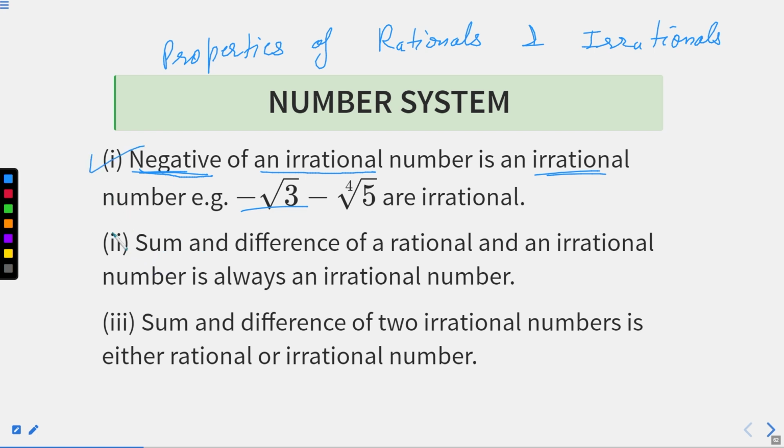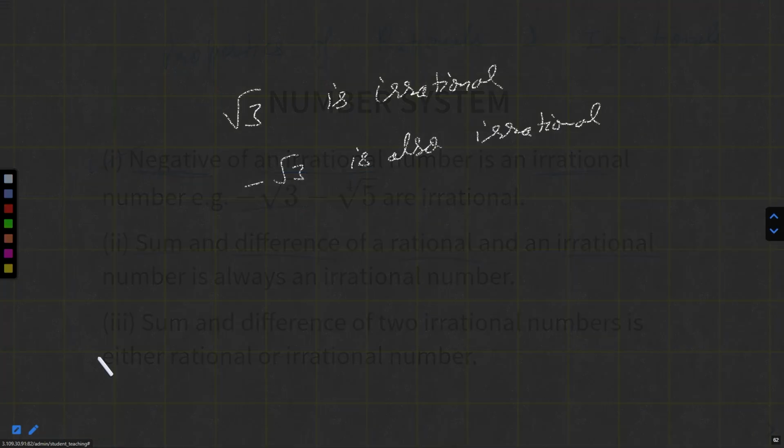Now the second point says the sum and the difference of a rational and an irrational is always irrational. So let's see.